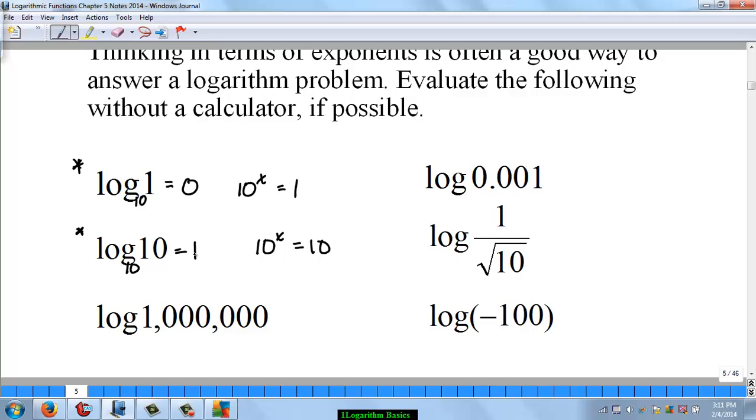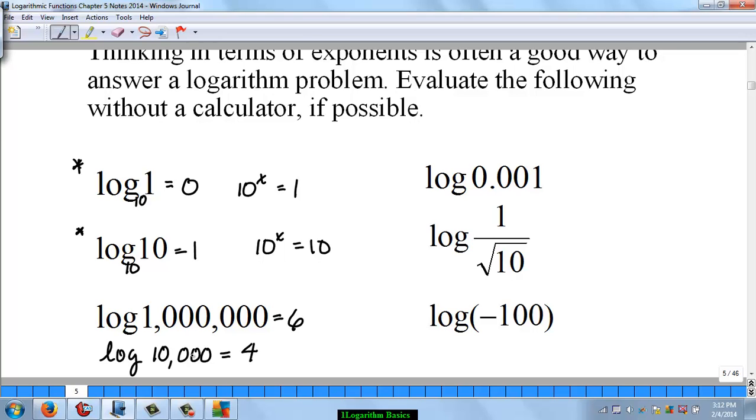Now, as you look at this, I had no zeros, my answer was 0. I had 1 zero, the answer is 1. What do you think the log of a million is going to be? Well, there's 1, 2, 3, 4, 5, 6 zeros. And if you think about it, 10 to the 6 is a million. So what if I had right here log of 10,000? What would that be? Well, count the zeros. 1, 2, 3, 4, so it's going to be 4. Or 10 to the 4th is going to be 10,000.